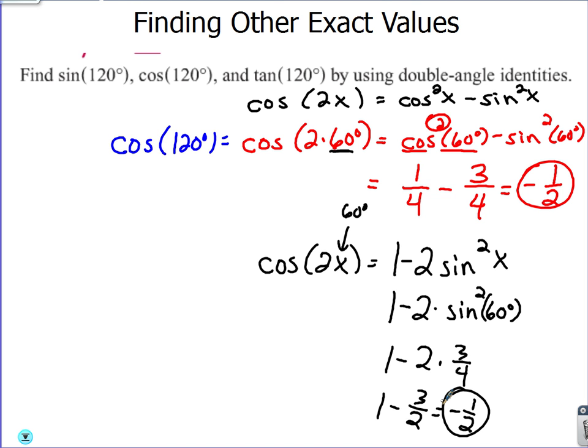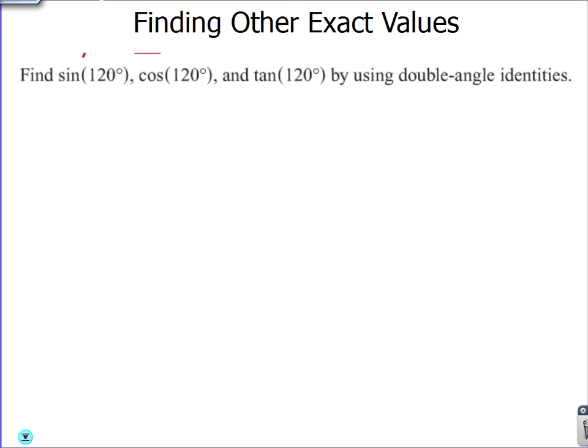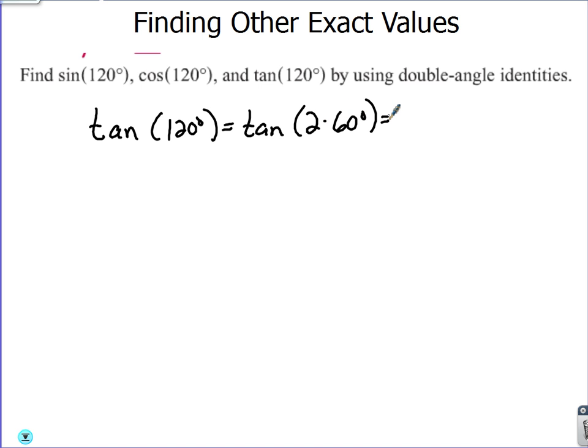Any questions? Tangent of 120. The tangent of 120 is the same thing as the tangent of 2 times 60, just to fit into your formula. Your double angle identity for tangent looks like this: the tangent of 2x equals 2 tan x over 1 minus tan squared x.